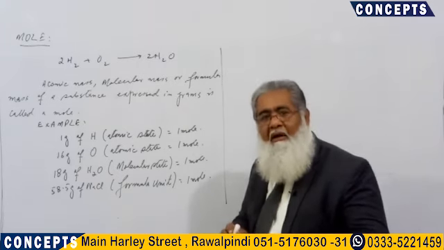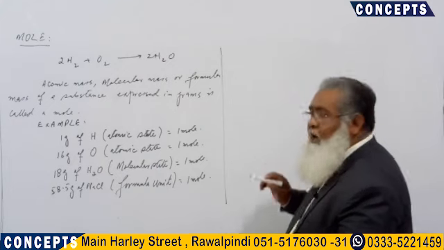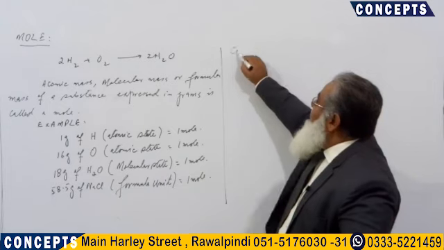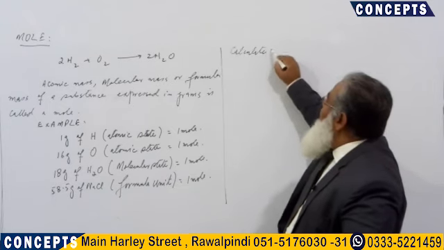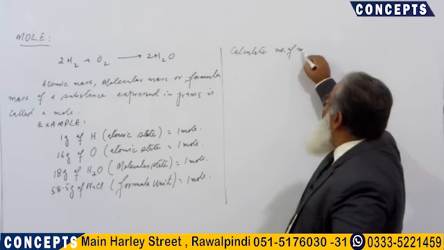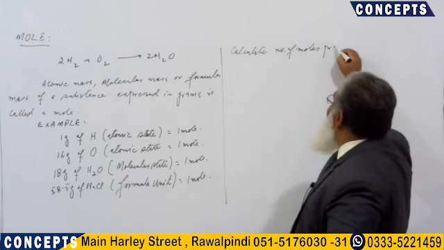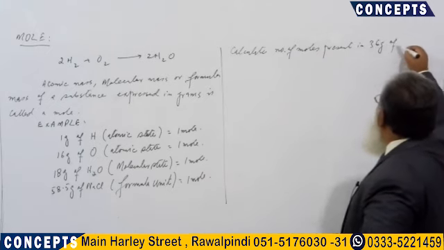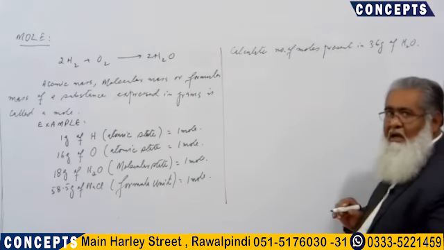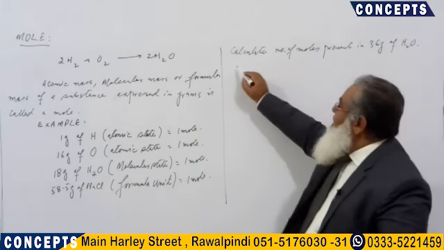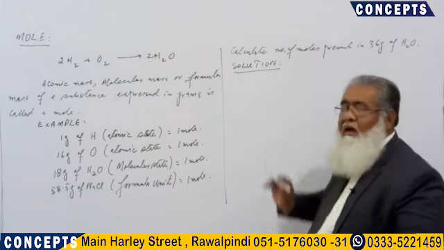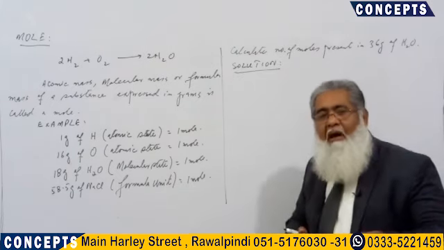Now, how can we find number of moles with respect to a given amount? We are given a numerical: calculate the number of moles present in 36 grams of water. For this solution, I am going to apply the unitary method.